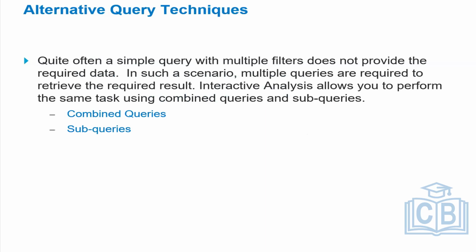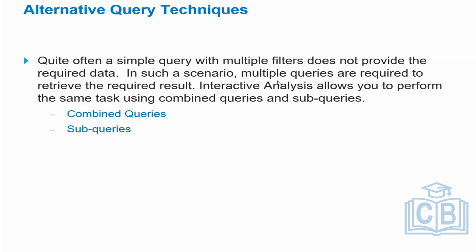So we will write one query and we will union with another query to get the required output sometimes. And sometimes we have to do the intersection. So based on the requirement, we might need to do combined queries, but it is not always preferred because it will sometimes impact the performance of the report. Quite often, a simple query with multiple filters does not provide the required data.